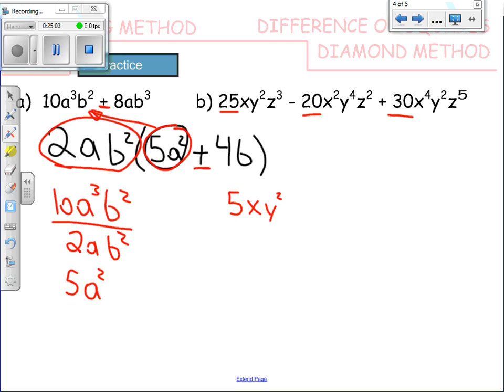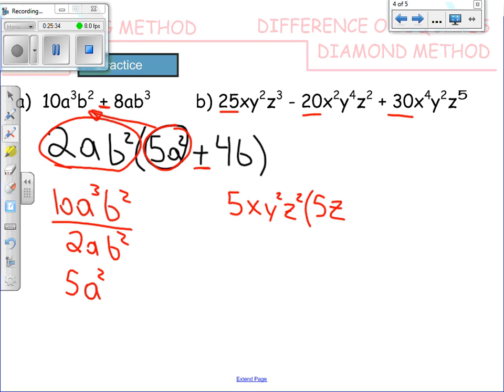The hard part is usually figuring out what's left over. So we took a 5 out from this first term, that leaves us with 5. We took 1 x out, there was only 1 x to begin with, so those are gone. We took out 2 y's, there was only 2 y's to begin with, so they're gone. We took out 2 z's. There was 3 z's to begin with. Minus. The minus sign comes from right there.